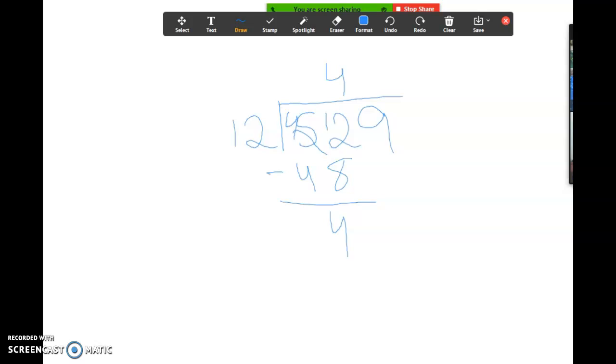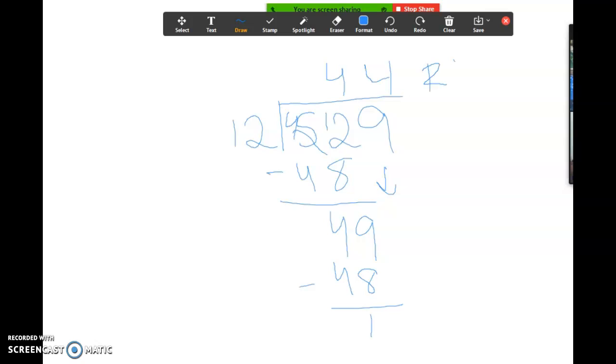And then I had to drop down the 9. And then I did, how many times does 12 go into 49? And it went in 4 times. And then 4 times 12 is 48 again. And then 49 minus 48 gave me a 1. And then remainder 1.